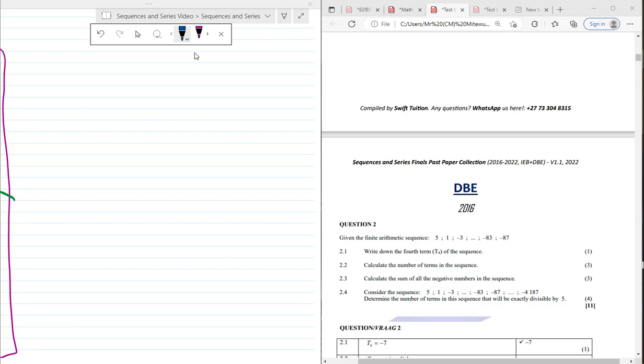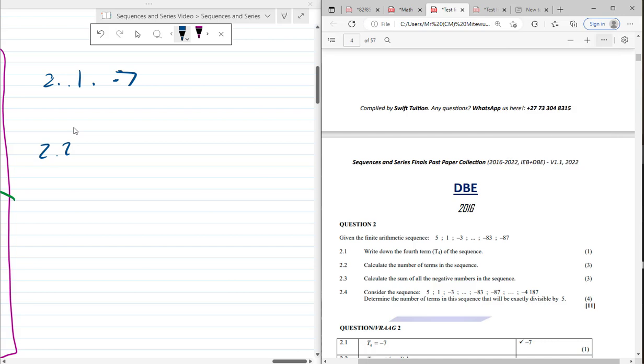To get from 5 to 1, we subtracted 4, and because it's arithmetic, the first difference is going to be common, so we subtract 4 again to get to -3, and then subtract 4 to get to the next answer. So the answer for 2.1 is simply -7, because that would be the fourth term if it was given to us. Now 2.2 asks us to calculate the number of terms in the sequence.